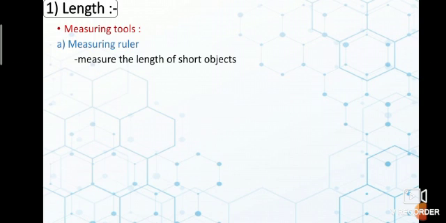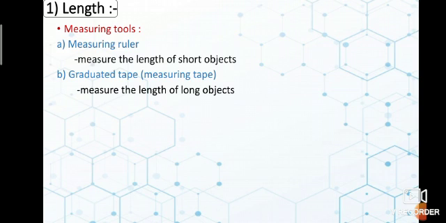Let's move to the first part that we will discuss together, which is length. Length has two measuring tools. The first measuring tool is the measuring ruler, which is used to measure the length of short objects, while the graduated tape or measuring tape is used to measure the length of long objects.